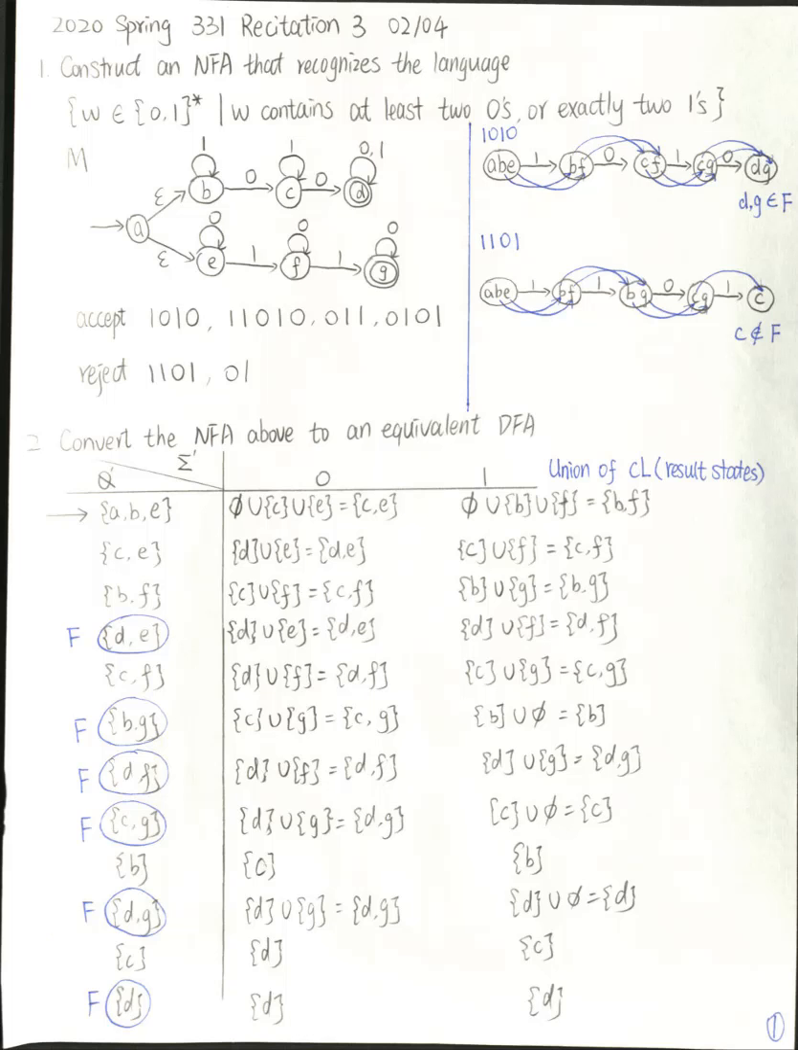Now to do that, I can analyze the property of each string. We see there is an OR. That means I can separate this property into 2 properties. One is W contains at least 2 zeros. Another is W has exactly 2 ones.